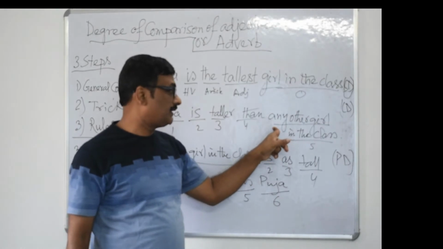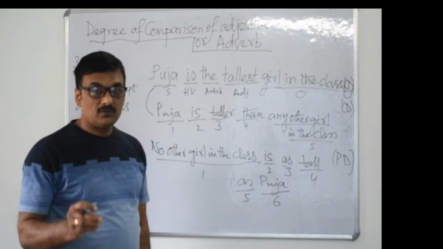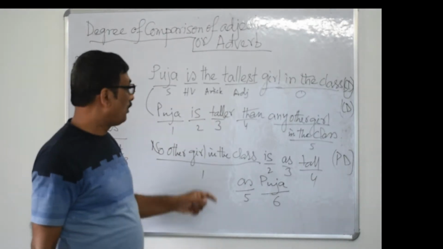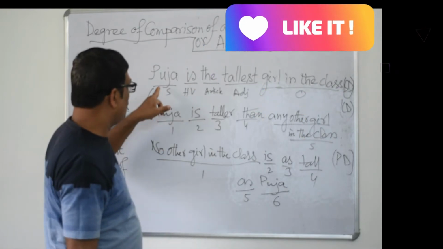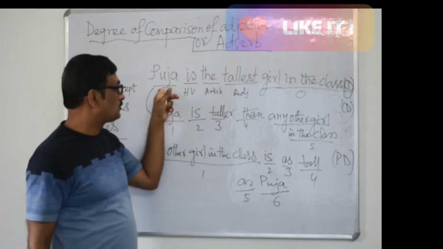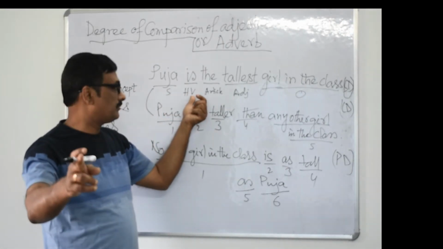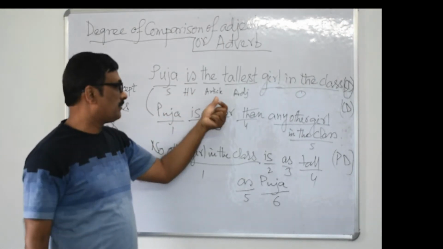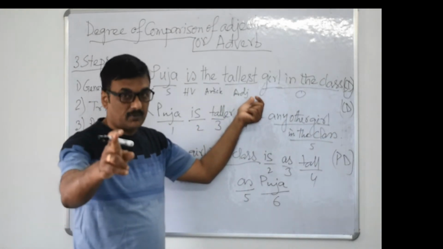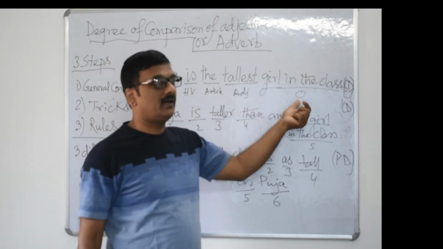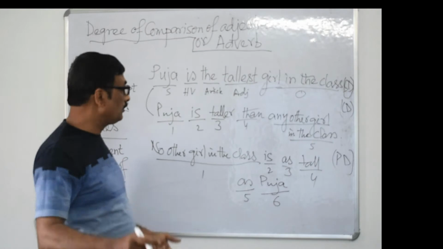In the form of any other. So now we can easily note down the rules of the three degrees. What are the rules? In the superlative degree, first the subject is used. Number 2, a helping verb is used. Number 3, the article "the" is used. Number 4, the superlative form of the adjective is used. Number 5, the object is used. Okay? Comparative degree, what is the rule?